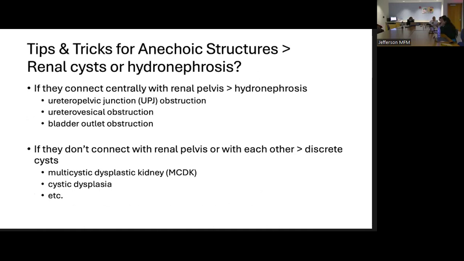And just real quick for the fellows, tips and tricks for anechoic structures. When you're trying to decide, is this a renal cyst or is this hydronephrosis? If they connect centrally with the renal pelvis, you're thinking hydronephrosis, and so these are your obstructive etiologies. If they don't connect with the renal pelvis or with each other, you're thinking these are discrete cysts, so you're thinking your MCDK, cystic dysplasia, et cetera.